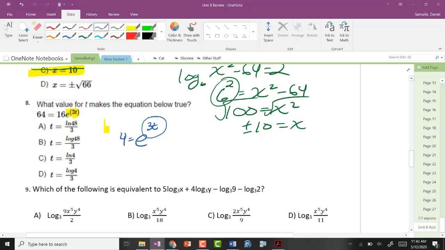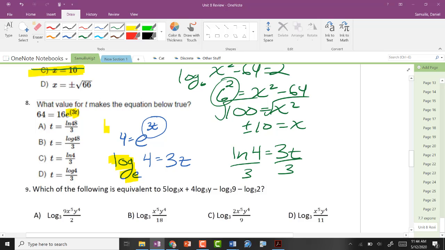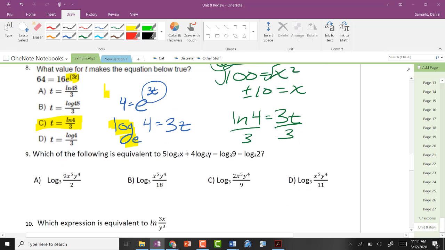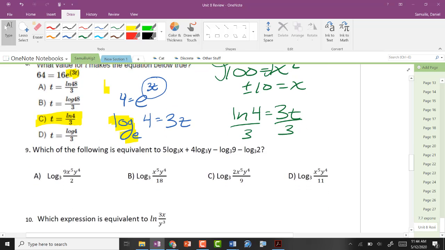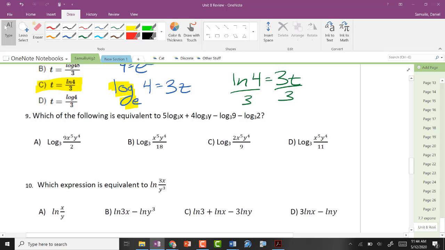Now to solve for the unknown exponent, I convert to a logarithm. Log base e of 4 equals the exponent. What does log base e equal? Yes, natural log. So I have natural log of 4 equals 3t. Then I would divide by 3. So I am looking for natural log of 4 divided by 3.